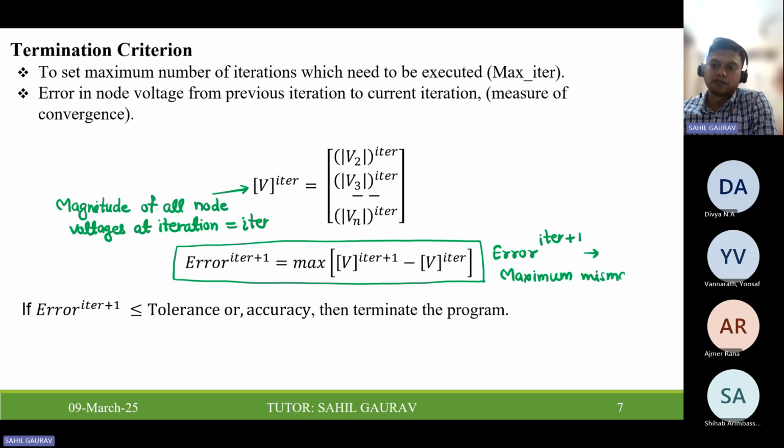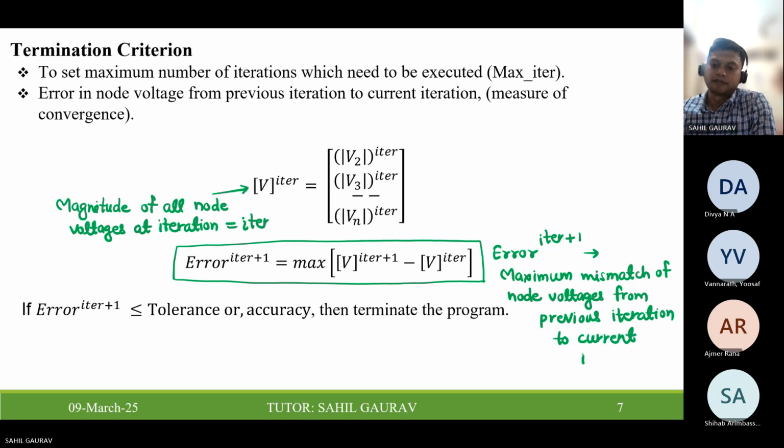The maximum mismatch of node voltages from the previous iteration to the current iteration. So if this error is less than some tolerance or accuracy value that we provide in the beginning of the program, then this algorithm should stop and provide its output and final calculated value.